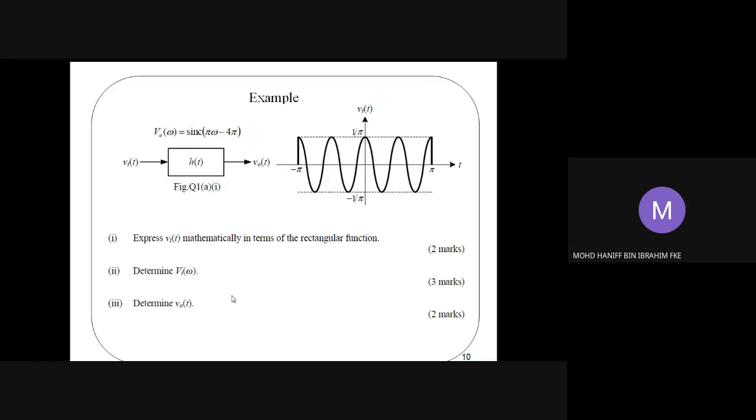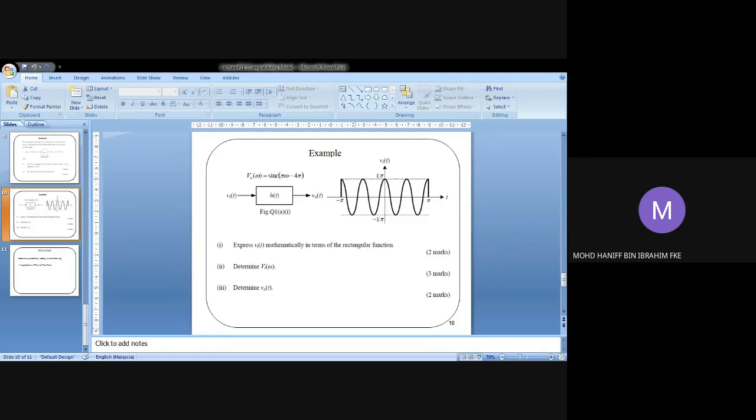Number 2 is to determine the Vi(omega). Once you have the Vi(t), you must be able to find the Vi(omega). You need to find the Fourier transform of the Vi(t). And number 3, you need to obtain the V naught(t). You are given the V naught(omega), so you need to obtain the inverse Fourier transform of V naught(omega). Okay, let's have a look at the solutions. Hopefully you can recall the questions clearly.